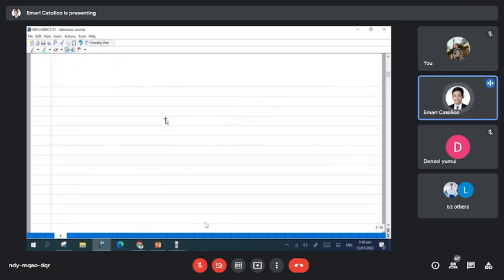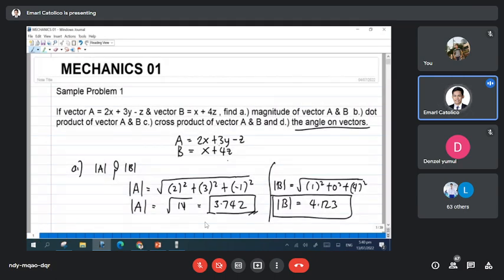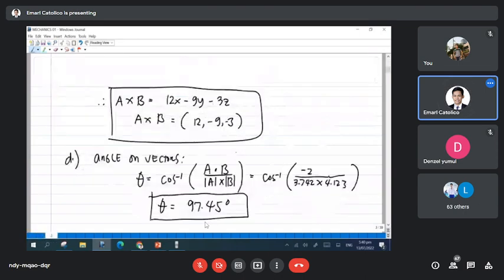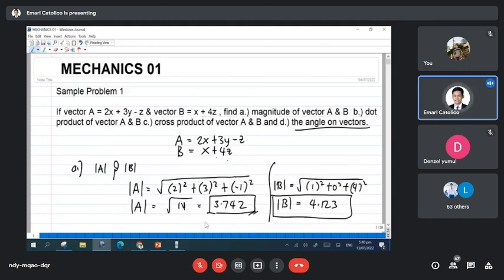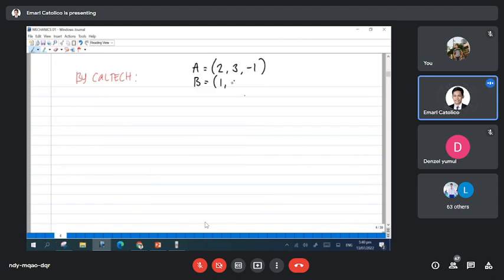So yung pinakita ko kanina is long method, ano? So hindi tayo papayag ng long method. So try natin i-Casio, ano? So by Casio. So sulat lang natin yung vector. We have ito, 2x plus 3y minus c. So vector A natin is 2x plus 3y minus c or negative 1. So pwede natin siyang i-write as ganyan, ano. Then si vector B natin is x plus 4c. So wala tayong y. So 1, 0, 4.